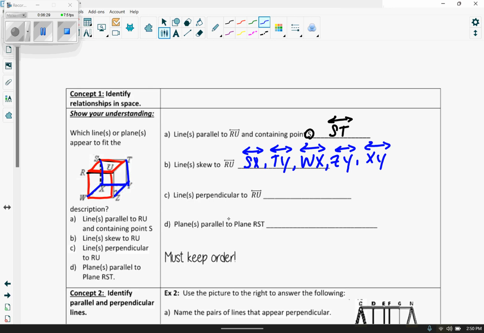So now I want lines that are perpendicular to RU. Well, here's RU again. Perpendicular means it makes a 90 degree. So this would make a 90. This would make a 90. So I can say, what is that, VT? No, UT, is that a U? UT. UT is going to be perpendicular. UZ is going to be perpendicular. RW and RS.